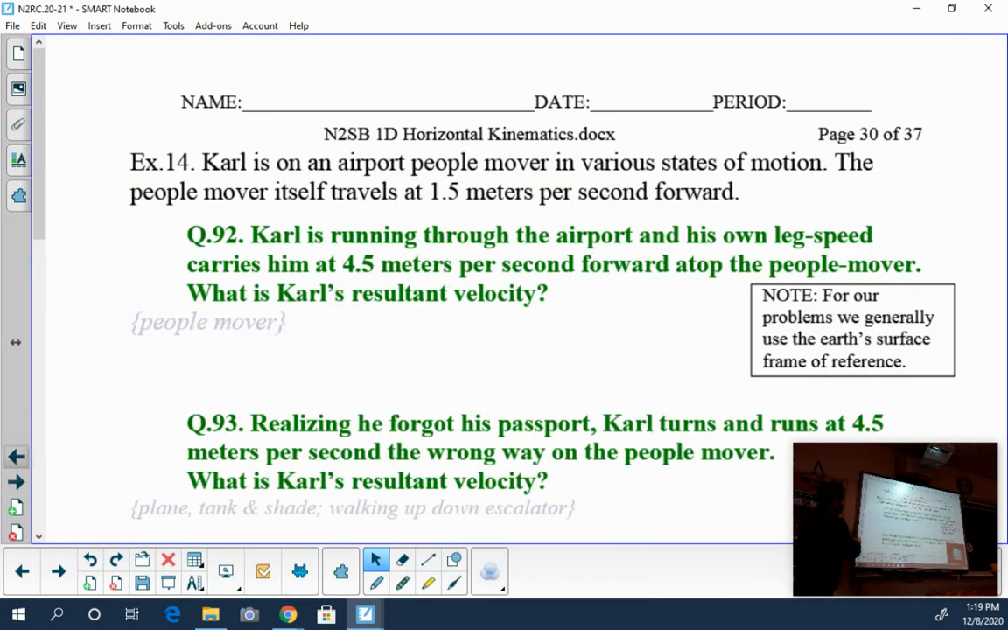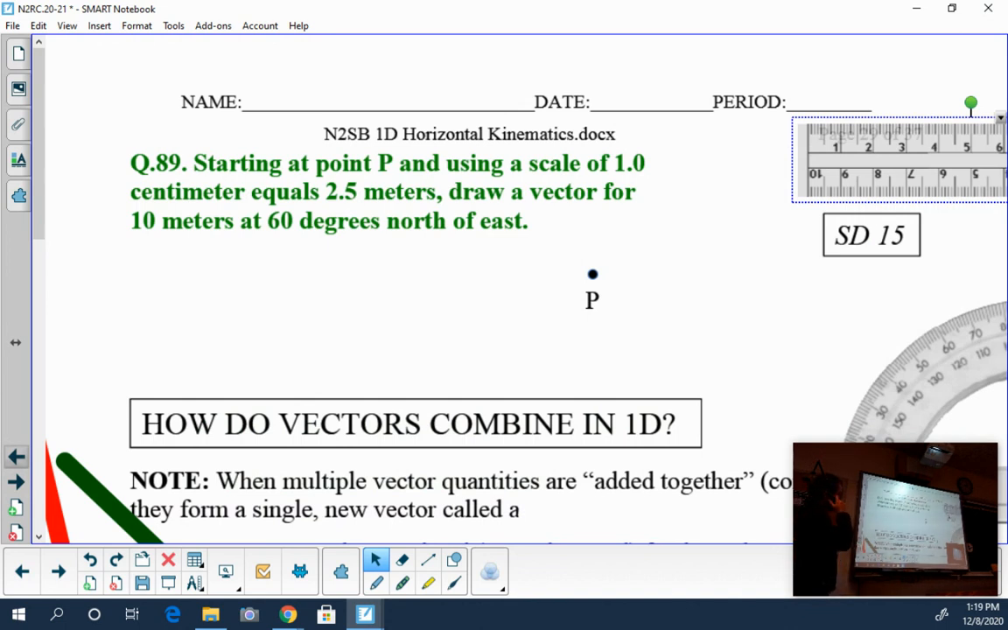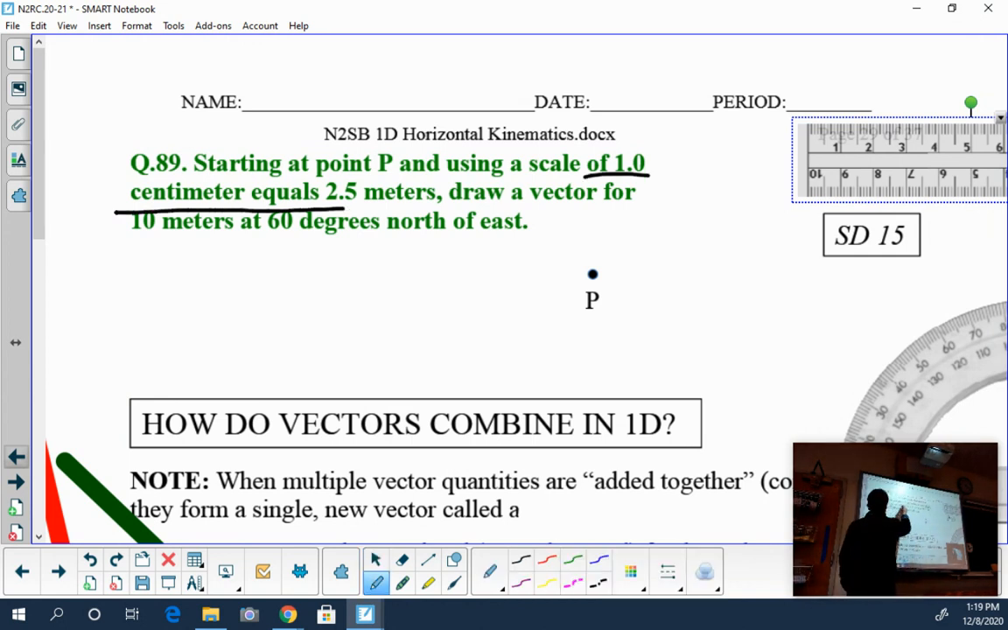Oh, too far. Back one. Here we go. Here's one at an angle. Starting at point P and using a scale. Oh, look at this. Nice little scale. 1 centimeter equals 2.5 meters. Draw a vector that is 10 meters at 60 degrees north of east. Okay, we'll pull north up on the paper. Typically we do that. You don't have to do that. It's not right. North is not up.